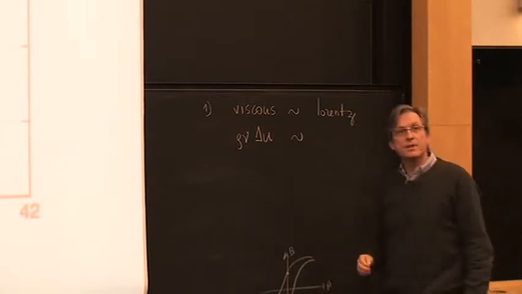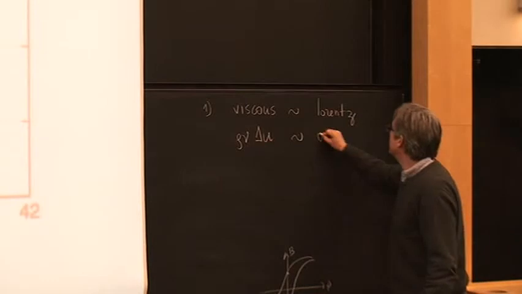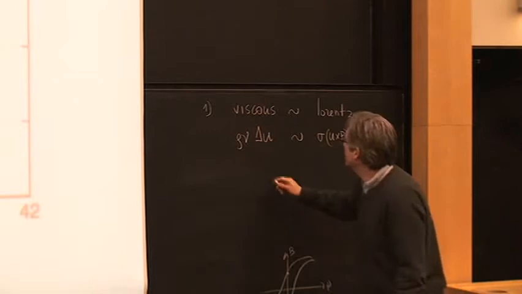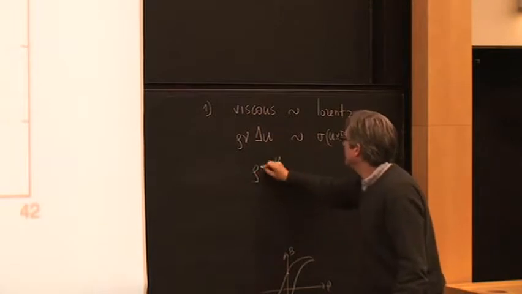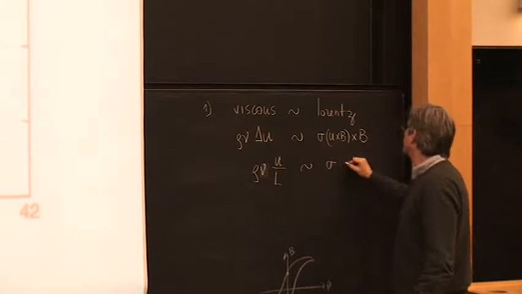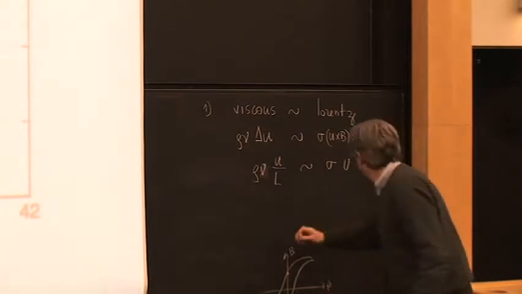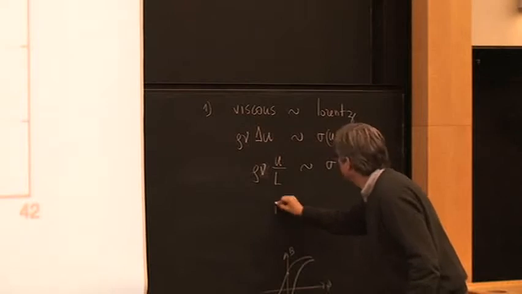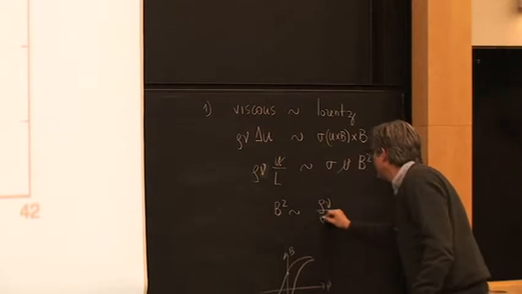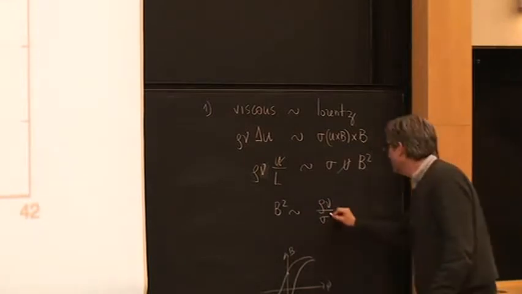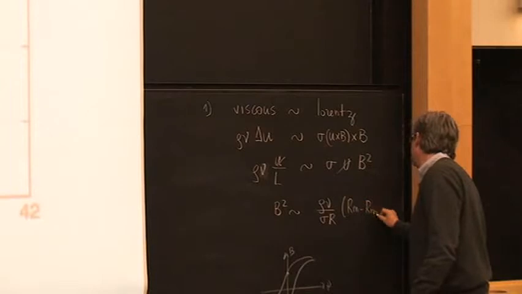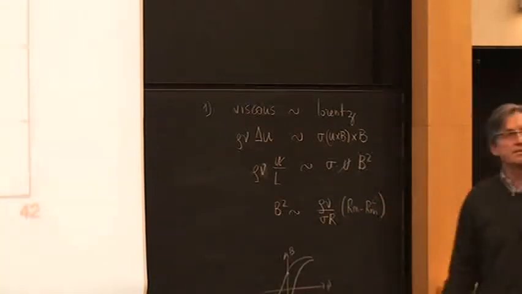Lorentz force is J cross B. J is mainly sigma U cross B. If you do that, you end up with rho nu U velocity per length squared to be equal to sigma U B squared. So you find out that B squared has to grow like, the U drops out, rho nu over sigma. You need a length, take the radius of the apparatus for lack of anything better, and then it grows like Rm minus Rmc because you're assuming you have a standard thing.